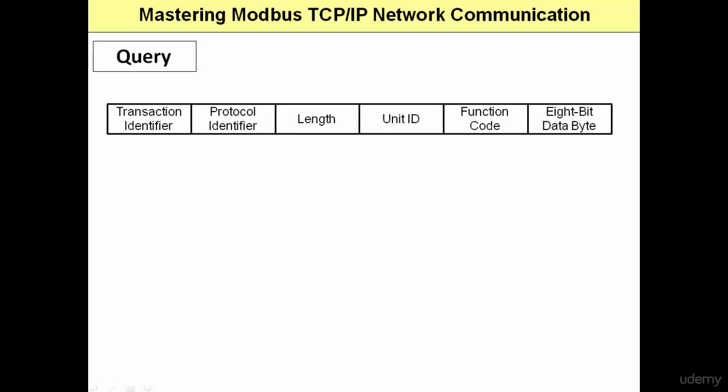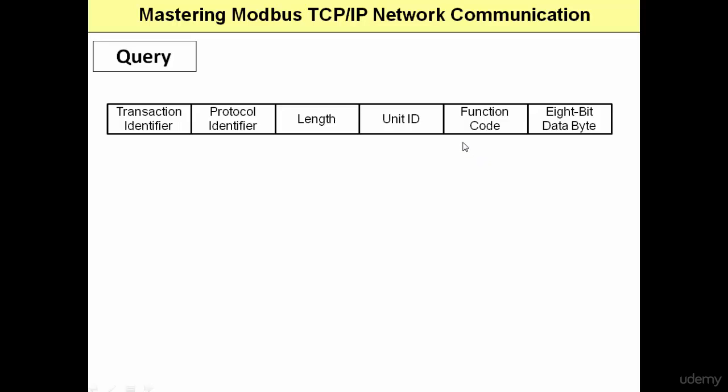All right, so in this lecture, we're going to look at the query data byte stream for the read input register command using our previous application scenario. And we're going to try and read register 30,019, which of course is an input register. If you recall, this is our Modbus application data unit for TCP/IP.